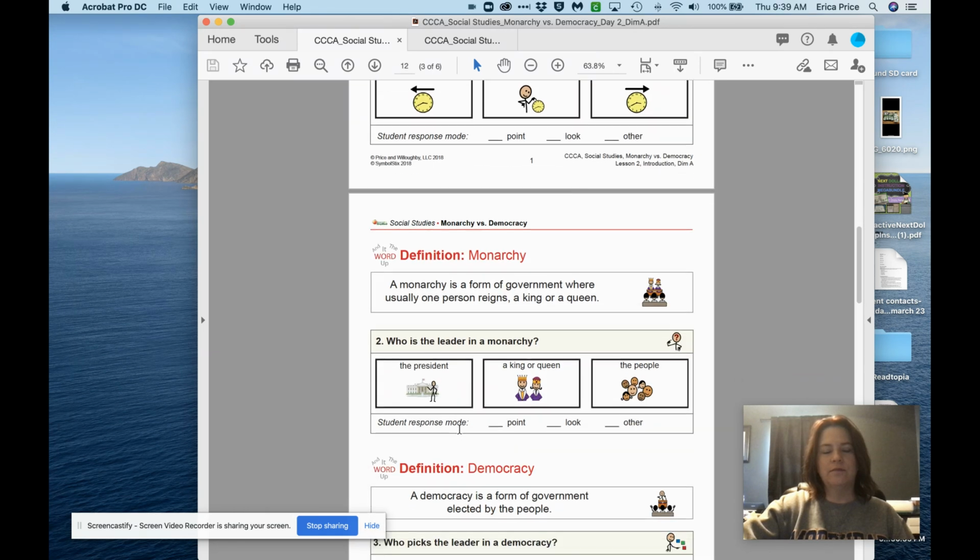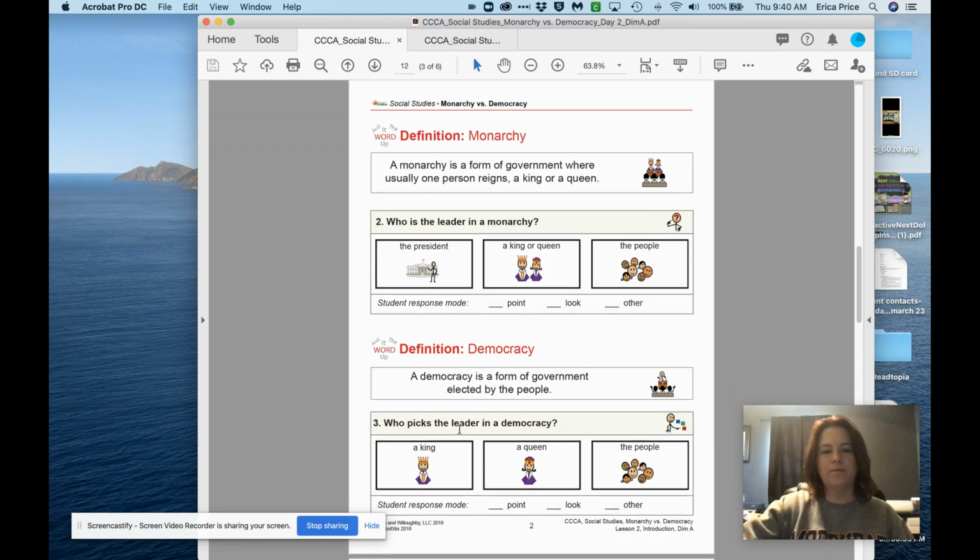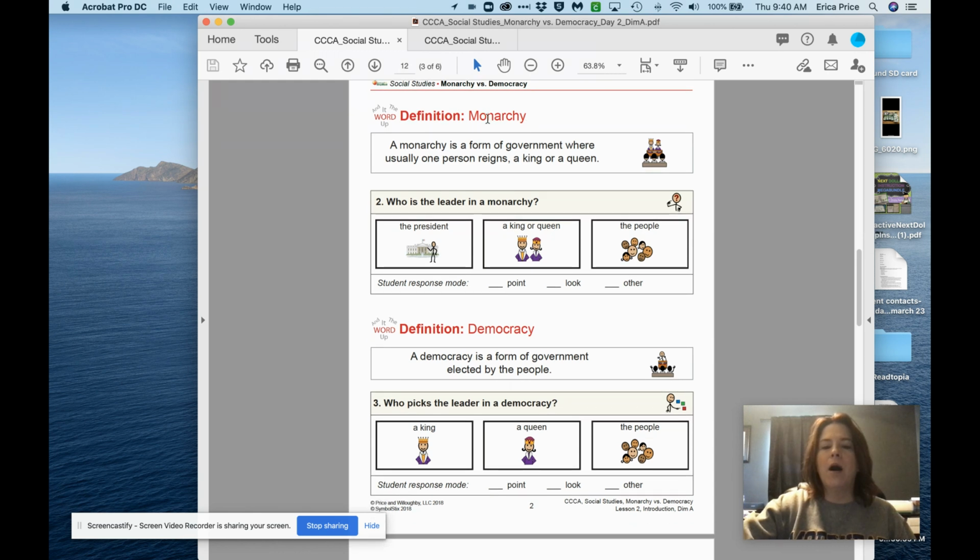Look at the next one. Next vocabulary word. Monarchy. What is monarchy? That's a big word. A monarchy is a form of government where usually one person reigns. So one person rules. A king or a queen. That's typically one person. Not always. There's always going to be differences, but a monarchy is a form of government where one person, or king or queen, is in charge.